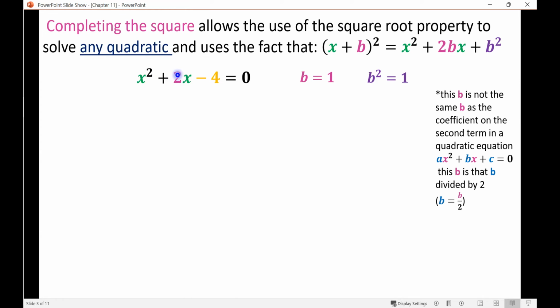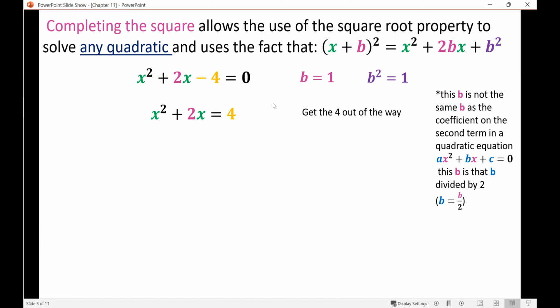This coefficient is 2, so 2 divided by 2 is 1. So our b in this formula is actually 1. So 1 squared is 1, so our b squared is 1. That means we need our constant term to be a 1. Right now, our constant term is a -4. We need to turn this -4 into a +1 in order to get this relationship to fold up into a perfect square binomial. It's not as hard as it sounds.